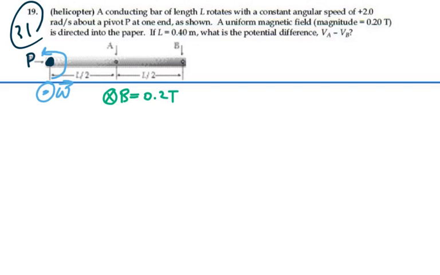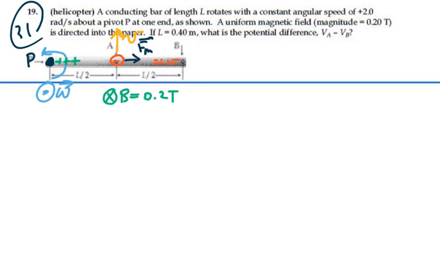If we were to consider an electron on this conductor, as this is rotating counterclockwise, it would have a linear velocity that is going like this. If we do the cross product between V and B, we would be pointing to the left, but for a negative charge, the magnetic force will actually be to the right. So we're going to end up with a lot of negative charge developing on the B side of this conductor, and a lot of positive charge developing on the P side of this conductor.